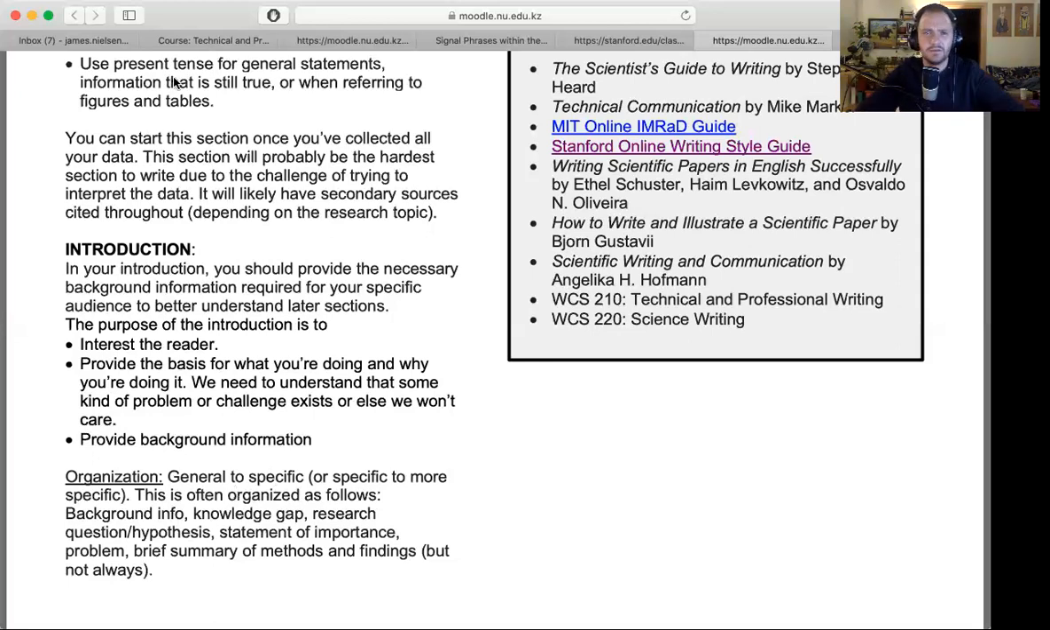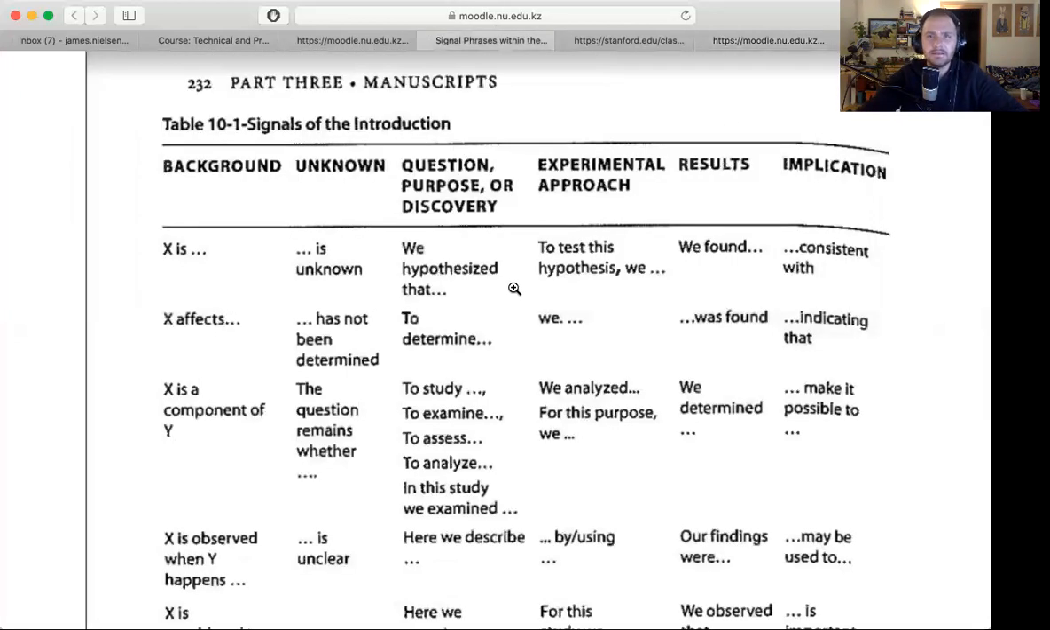All right, let's continue on. We're spending too much time on that. These are the 6 things that I want: background, unknown, question, purpose, or discovery, experimental approach, or in our case, more likely methods. Okay, methods, results, implication. Now, these are the 6 main things.